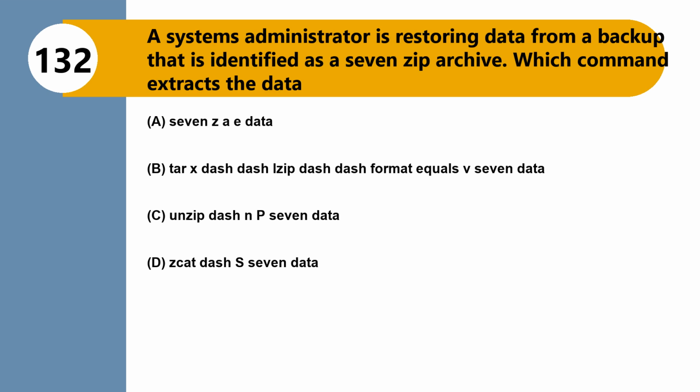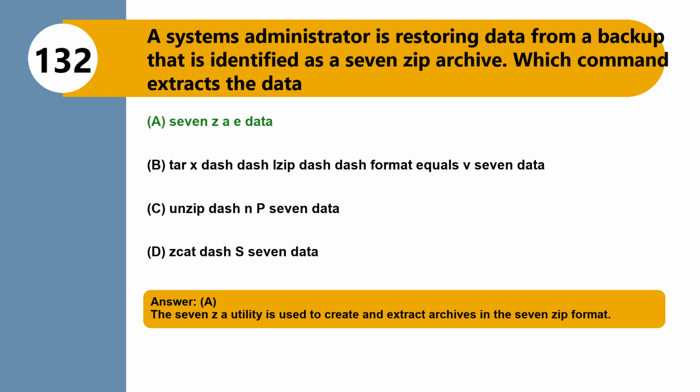Question 132. A systems administrator is restoring data from a backup that is identified as a 7-zip archive. Which command extracts the data? Option A, 7z e data. Option B, tar -x --zip format=v7 data. Option C, unzip -np7 data. Option D, zcat -s7 data. The correct answer is option A, 7z e data. The 7z utility is used to create and extract archives in the 7-zip format.